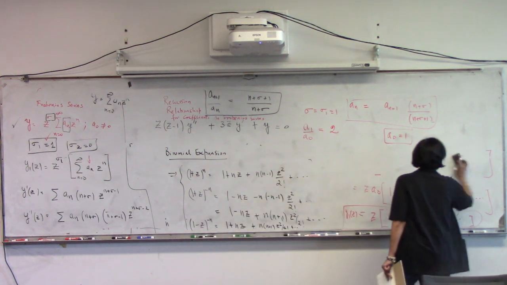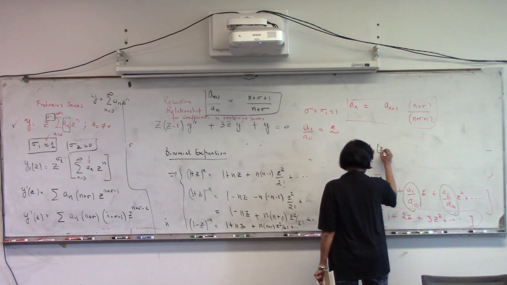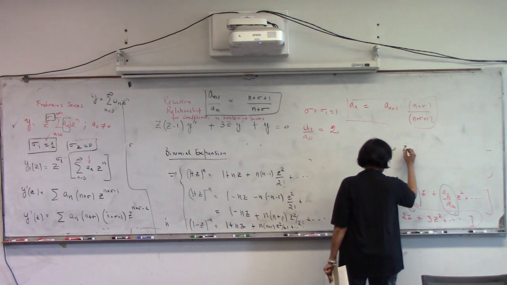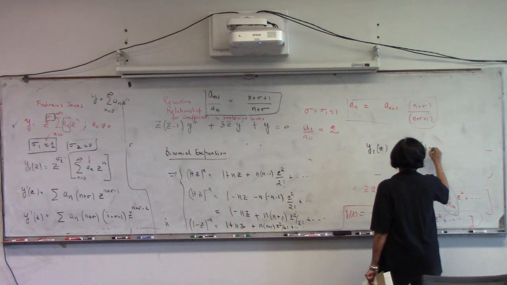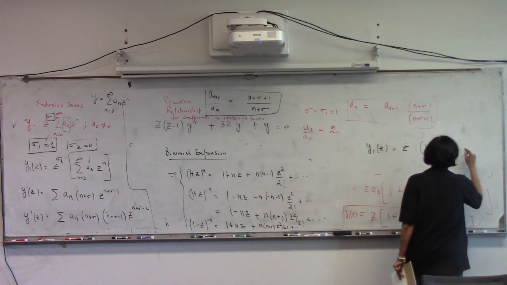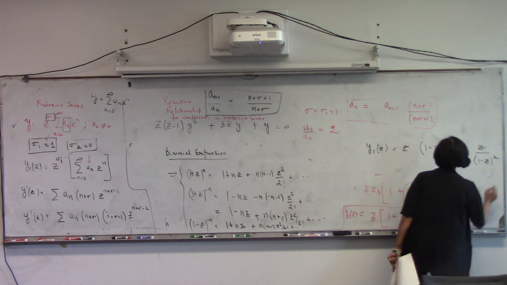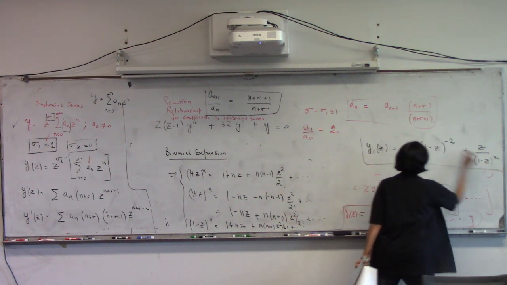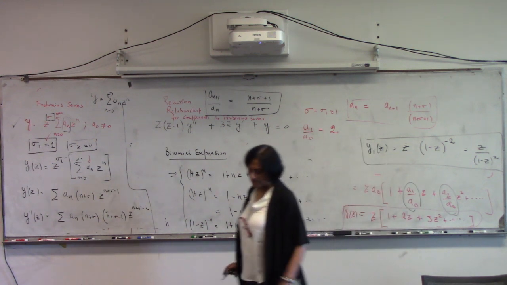Okay, so based on this, my first solution is 1 minus z to the power minus 2, right? Which I can write as z over 1 minus z squared. So that's a closed form. Instead of that ugly infinite series, I have a closed form solution here, okay?